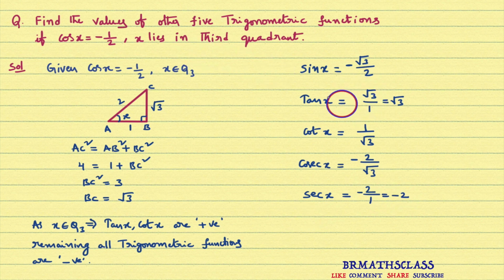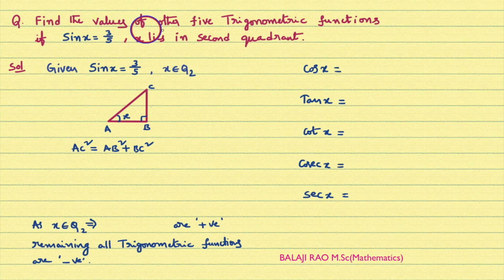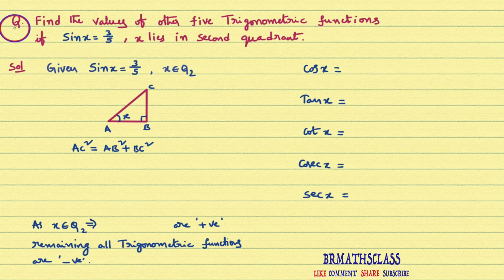Therefore, we calculated the values of the other 5 trigonometric functions by using the given information. In this class, we will learn how to find the values of the other 5 trigonometric functions when one trigonometric function is given. Observe this problem. They are given that sin x equal to 3 divided by 5, and they are saying that x lies in the second quadrant. So, first we will write the given information.